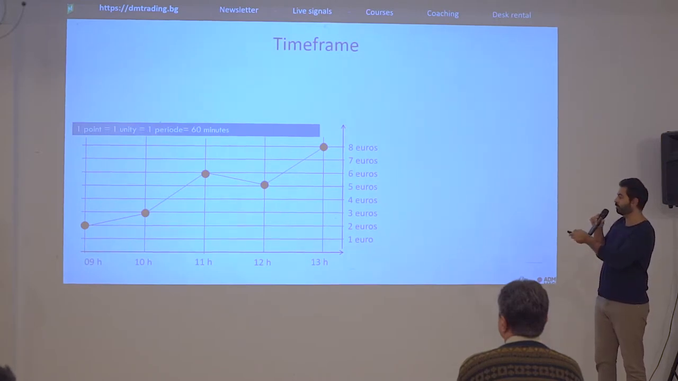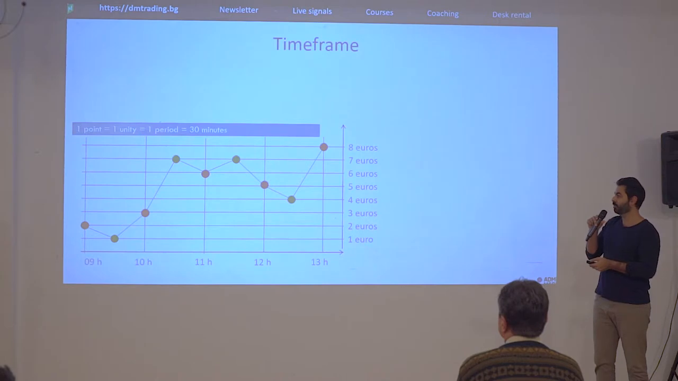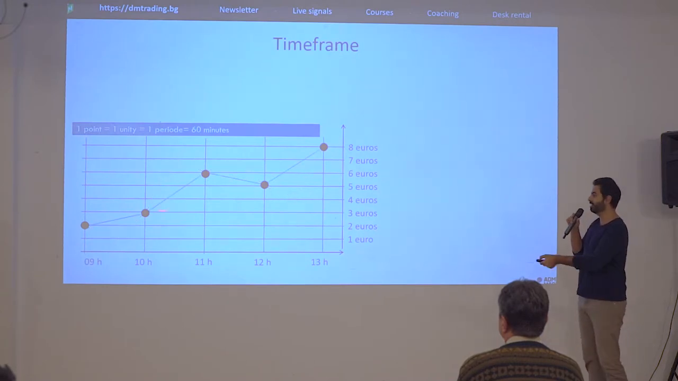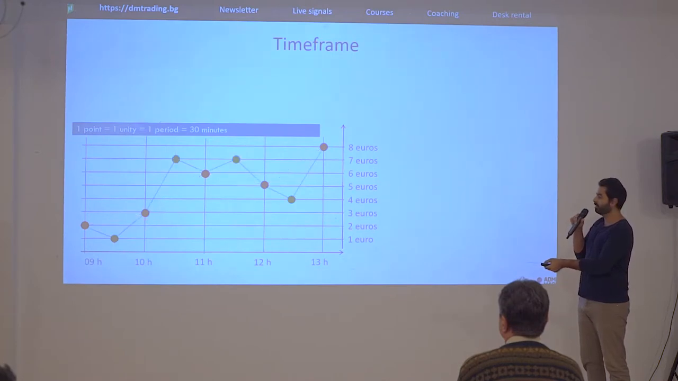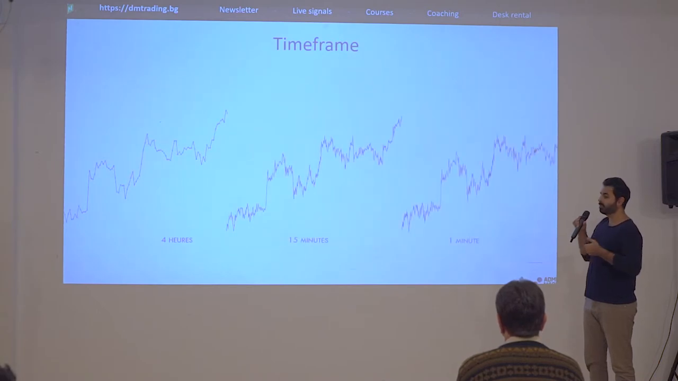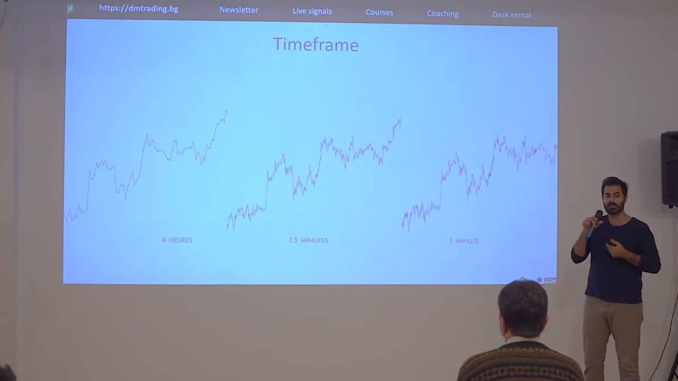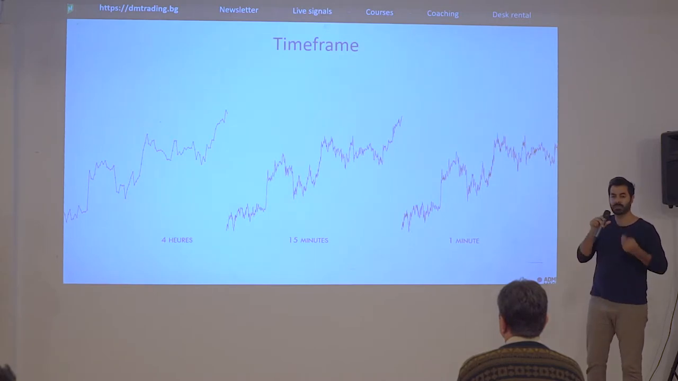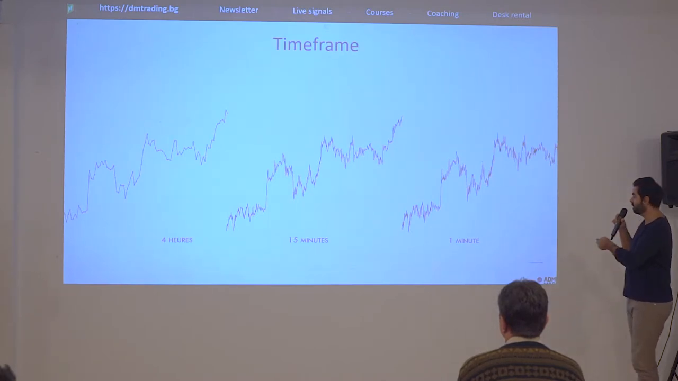The same chart, but with a 30 minutes period. Of course you have twice as many points, because now you have one price every 30 minutes. So it will look like this. The first thing we can notice is that because we have more points, we also have more details. As an example, here I have no clue about what happened between 10 and 11. Here I know that between 10 and 11, the market went to 7 euro, and after it went down. It means that the more precise you want to go, the more points and the more information you have.